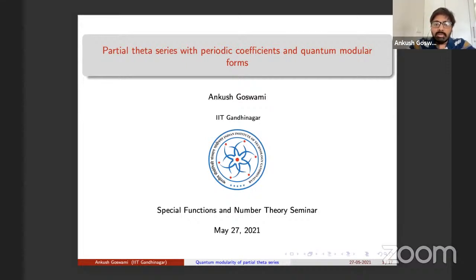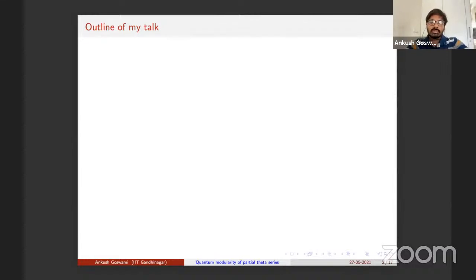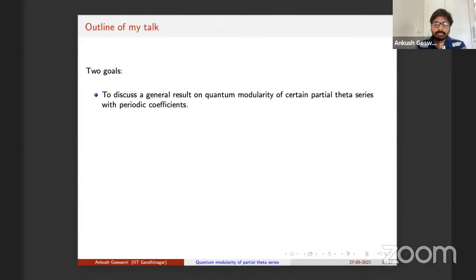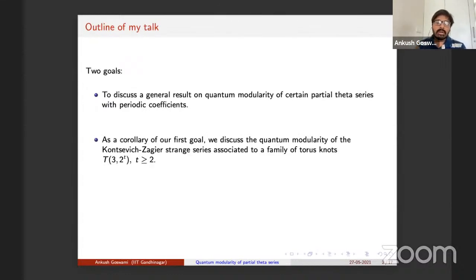So let me begin with the outline of my talk for today. I have two main goals. The first goal is to discuss a general result on quantum modularity of certain partial theta series with periodic coefficients. As a corollary, we will show the quantum modularity of the Kontsevich-Zagier series. This is a particular kind of hypergeometric series, which I will describe later in my slides, and it is associated to a family of torus knots, T(3, 2^t), where small t is greater than or equal to 2.